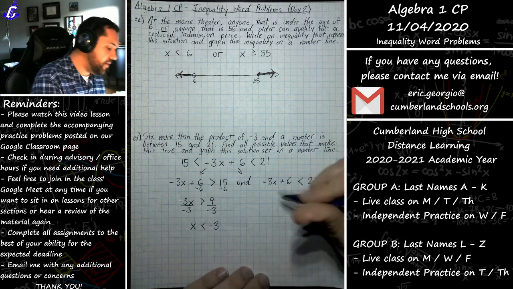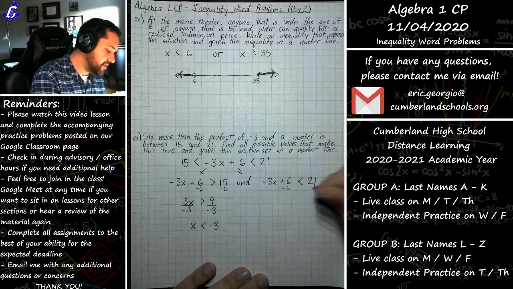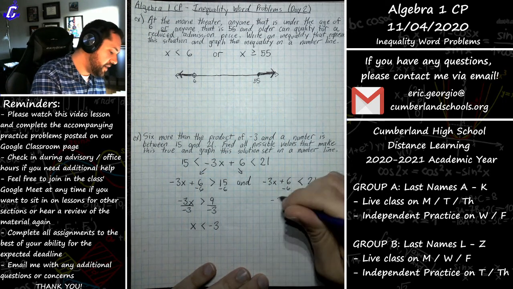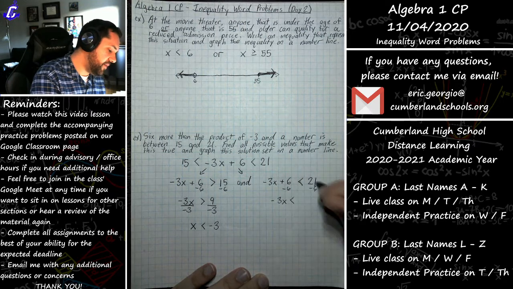And also, we need to make sure that if I subtract 6 and subtract 6, we get -3x is less than 21 minus 6, 15.